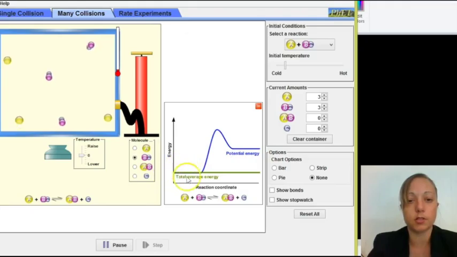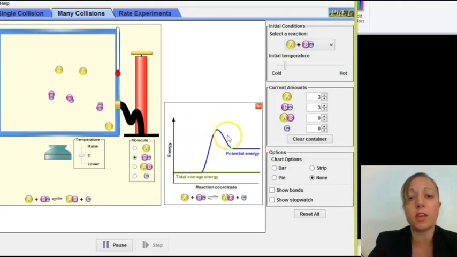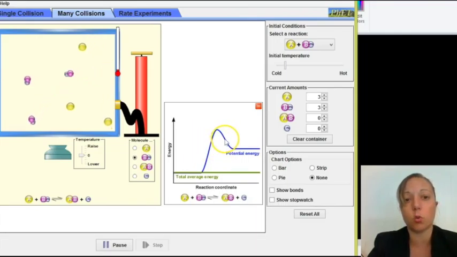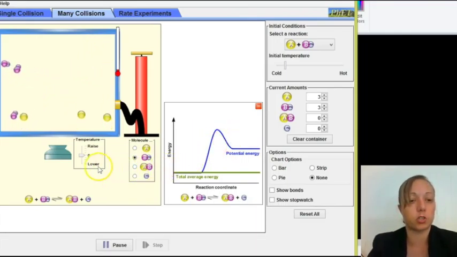our products. So this is our reactants here. We've got a bump to get over to get to our products. That's called the energy of activation. So that's the energy required to have successful collisions. So let's raise the energy to that energy of activation.